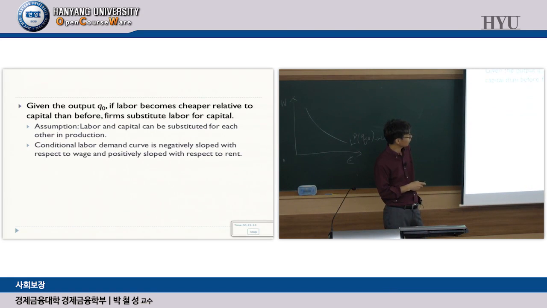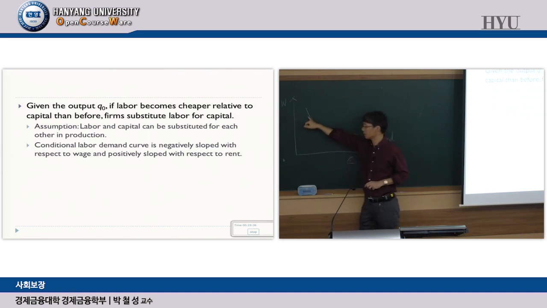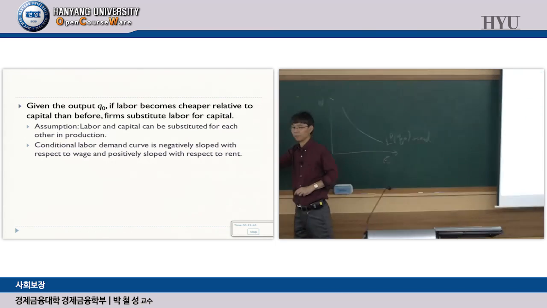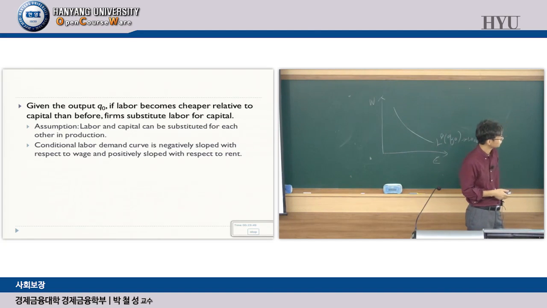And the conditional labor demand curve is negatively sloped with respect to wage. Actually, you can draw a labor demand curve with respect to R, not only wage. But we are more concerned with wage and employment, so we will use only this one. But if it's rent, then it is not negatively sloped. It should be positively sloped. If rent goes up, then they will substitute more and more labor for capital.